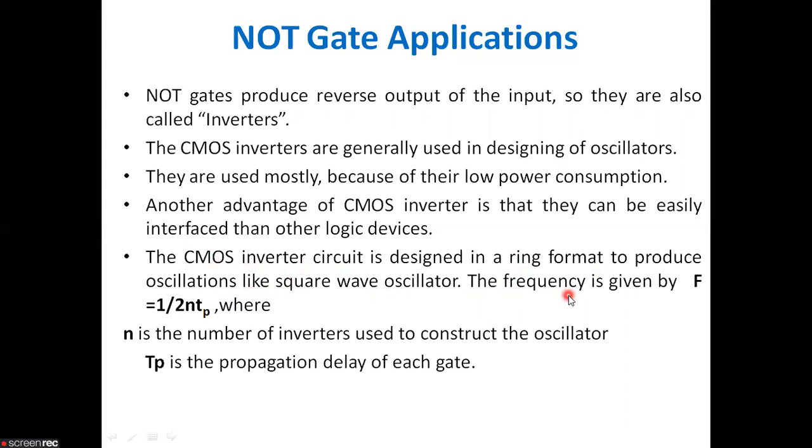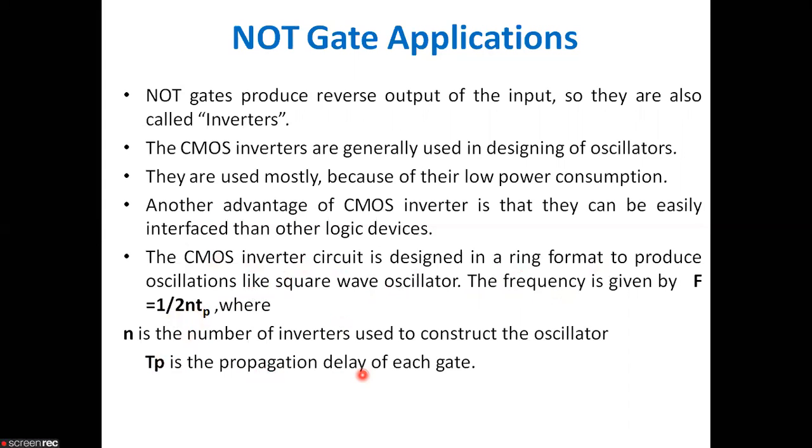The frequency is given by f = 1/(2 n T_P), where n is the number of inverters used to construct the oscillator and T_P is the propagation delay of each gate. This propagation delay is a very important term. What is the meaning of propagation delay?